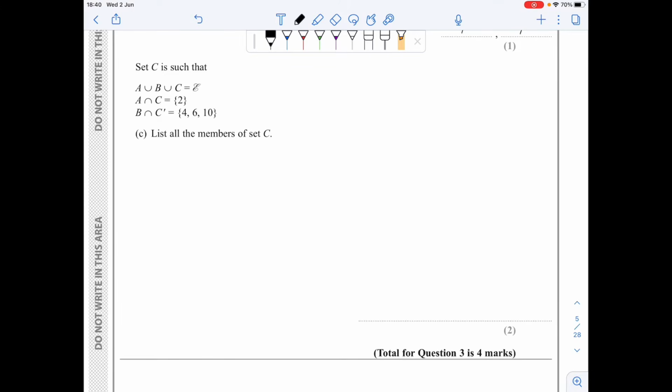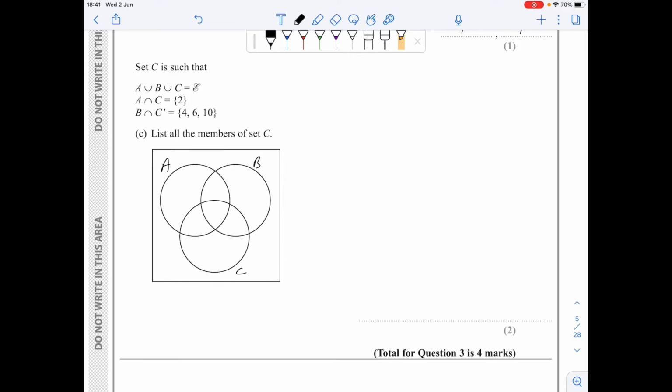Now, for part C, I will draw a Venn diagram to help me figure out the members of set C. Now, A and B have no elements in common, so these 2 regions are empty. Let's put a red cross there so I know they're empty. A intersection C contains the element 2, so element 2 is there. So the remaining elements of set A are 3, 5, and 7. Now, B intersection C dash are the elements in B but not in C, and these are 4, 6, and 10. So I've got 4, 6, and 10. Now, B has another element, number 8. So I'll have to put this element here.